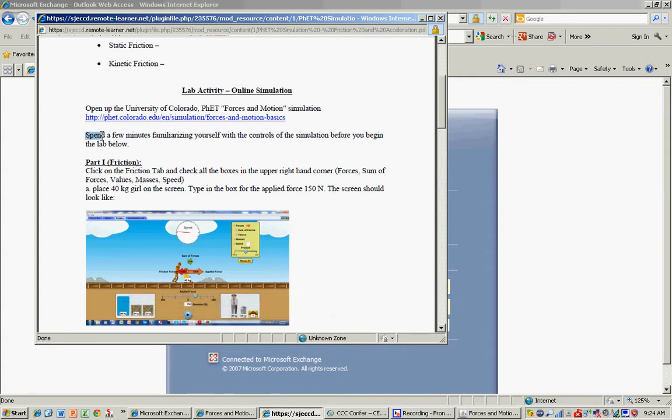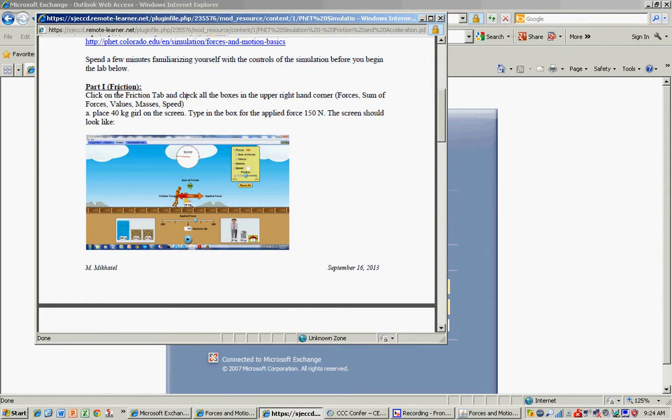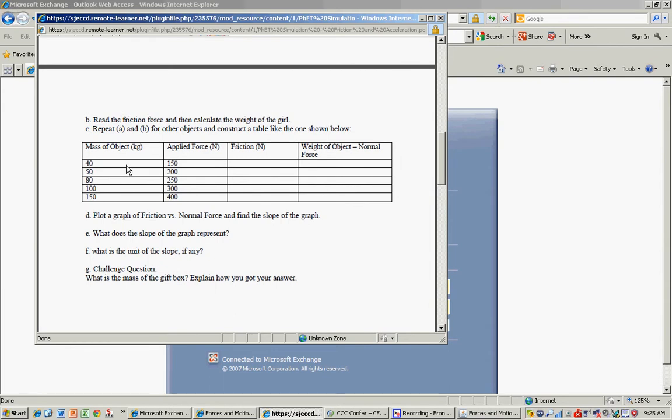The handout can be found in here, right? So this is what we did. We spent a few minutes familiarizing with the simulations. So let's play with the friction. Click on the friction tab as we did, check all boxes, place a 40 kilograms girl on the screen, type in the box to have a 150 newtons force on it.